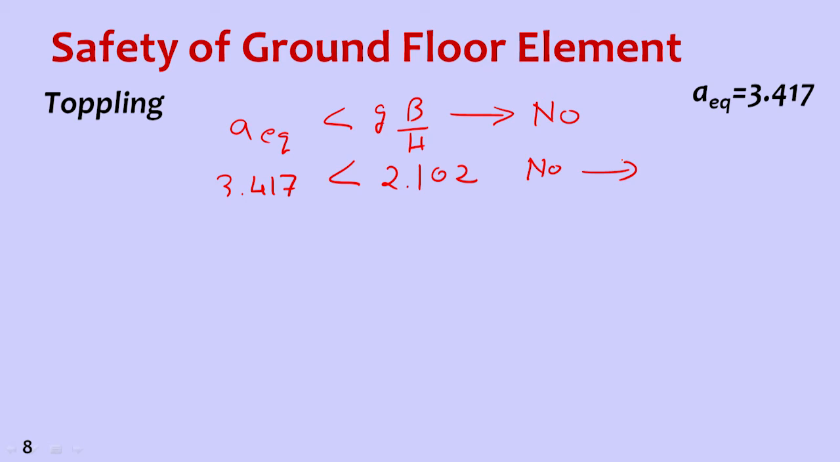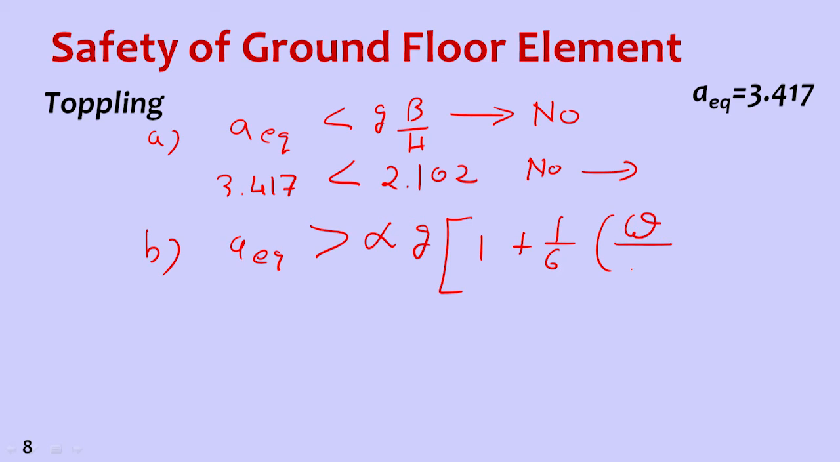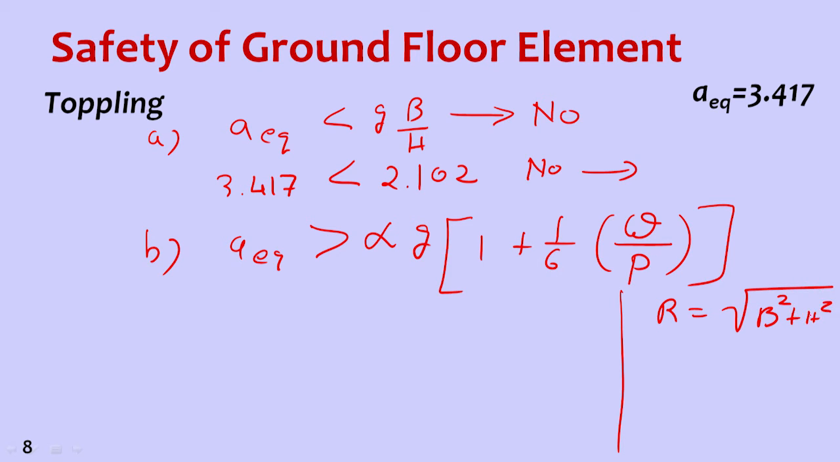Now let us go for the second case. Now second case, a little bigger equation, where we have to compare AEQ with the product of alpha G multiplied by 1 plus 1 upon 6 omega, which is nothing but the forcing frequency, divided by P. Before we go to this one, let us calculate what is P. P depends upon H, so first of all I will calculate R. R is B square plus H square.